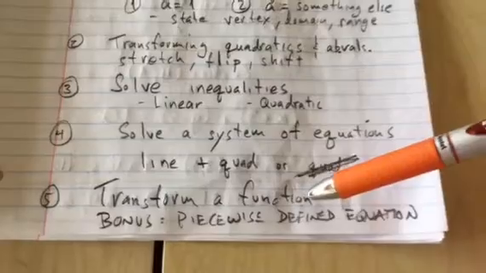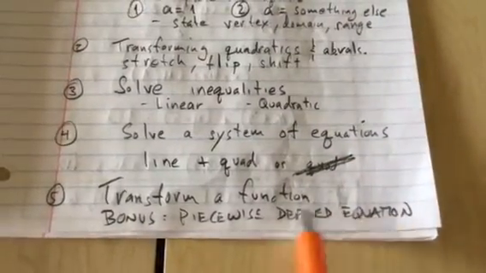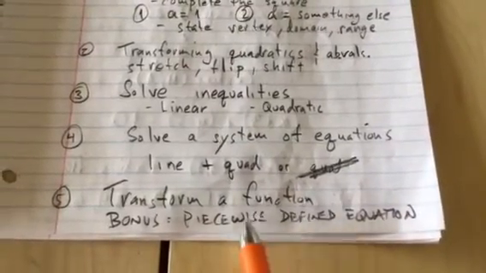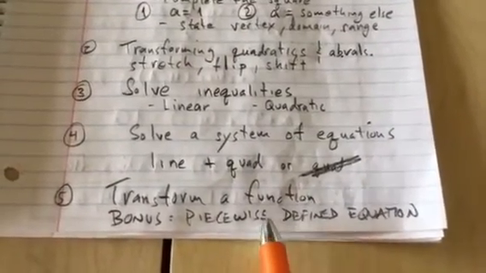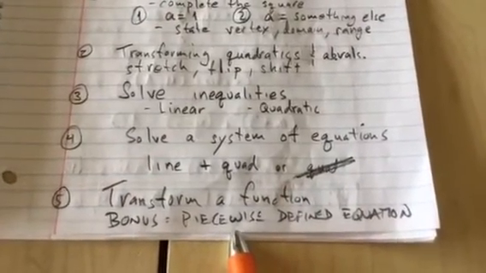However, if you want to take the time to try and figure out what it is and write the piecewise defined equation of this function that you'll see, or the transformation that you create yourself, you'll get some extra credit points for doing that. Okay? So that's what's on the test.